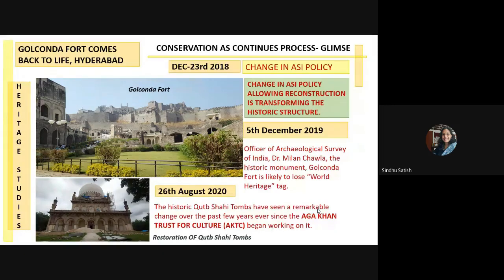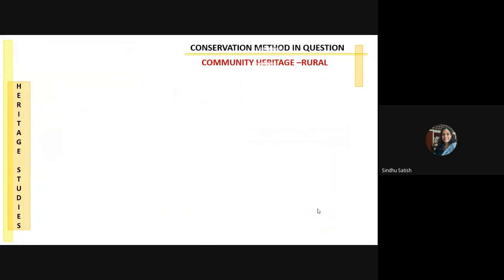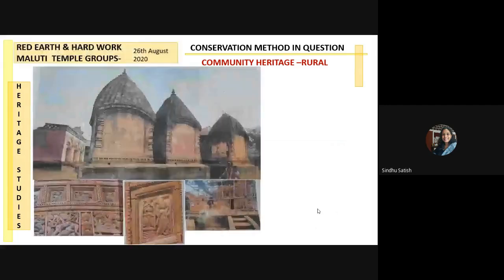So these are some of the works which are happening in the urban context in terms of historically significant places, which are all world heritage sites. And moving forward, let's look briefly at what is happening with community heritage in a rural context. I have spoken about this very briefly in my earlier session.